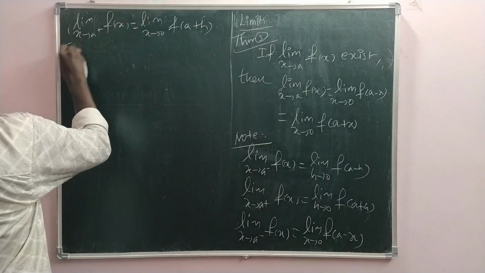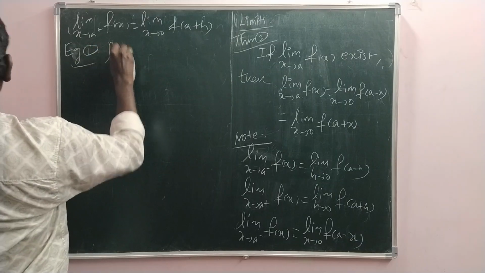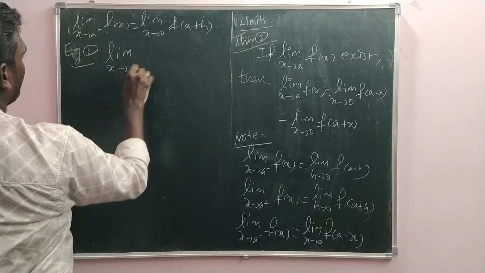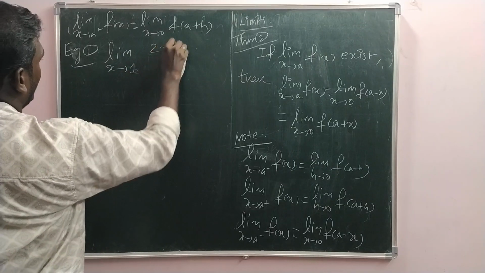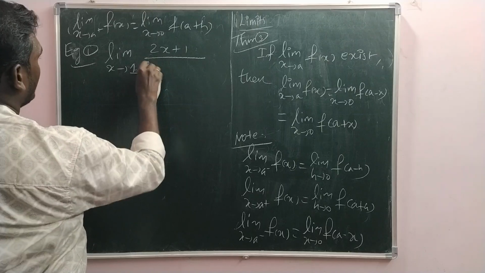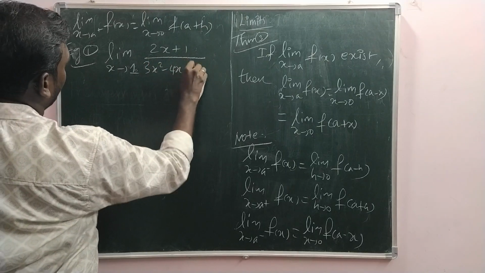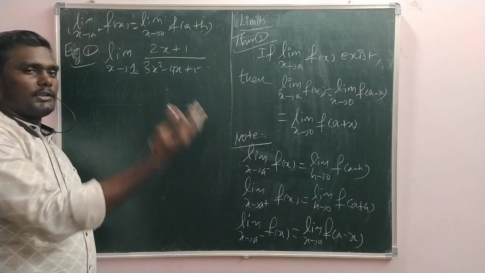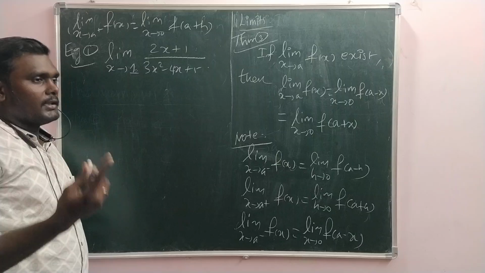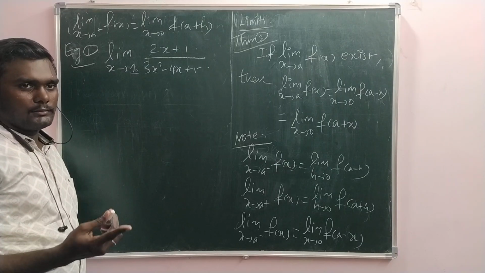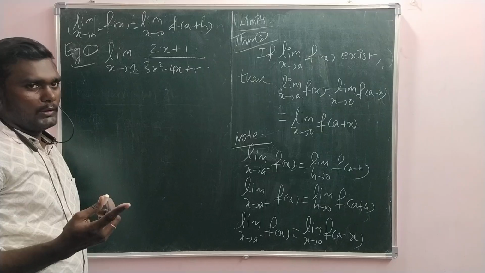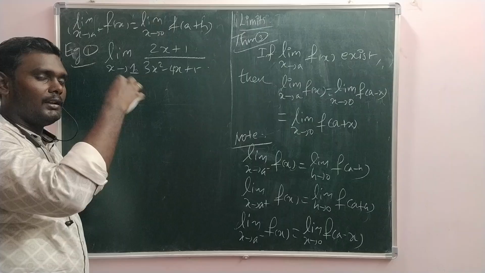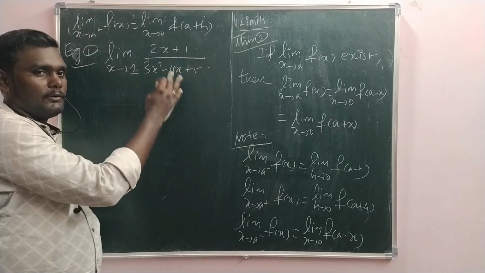Say the limit as x tends to 1 of 2x plus 1 by 3x square minus 4x plus 5. So what will be the value of the function when x is approaching 1? Now the first question: here, is left limit, right limit required or not? No, it is not. Because this is a single valued function. Single valued function means for all the inputs, we have this expression only.